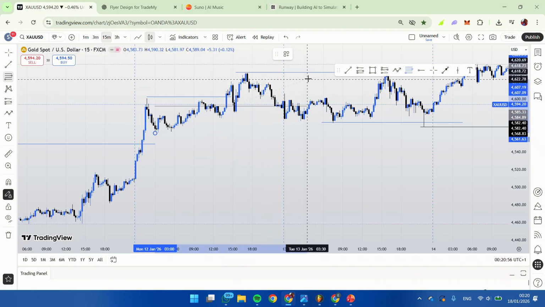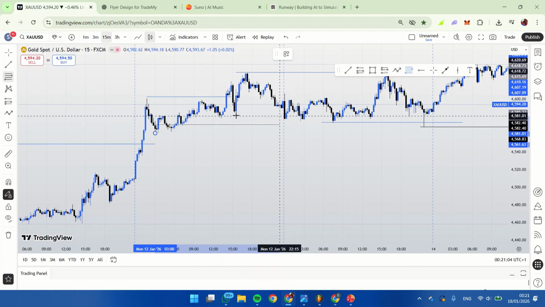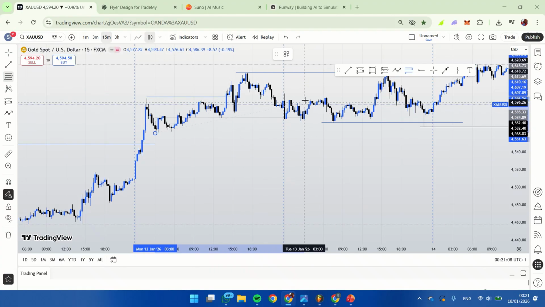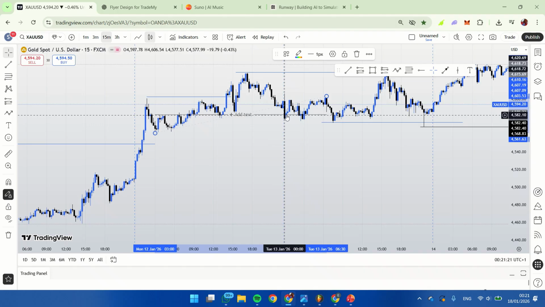So some people will wait for this one, 50% of this zone. So from somewhere around here, they will start looking for entries. Some would have entered here and taken this one, while some are waiting for 50% of this zone. Anything from this zone is where they are entering. So anything from this place is where they are entering.